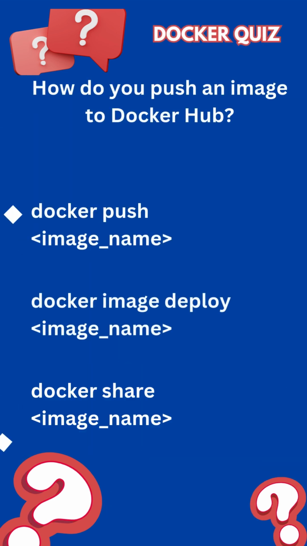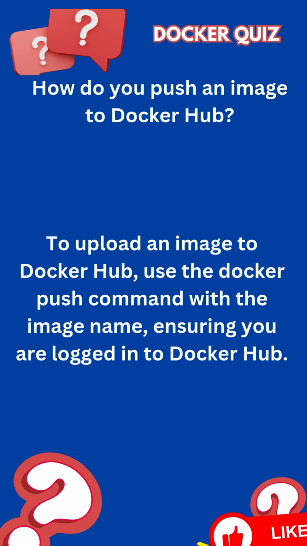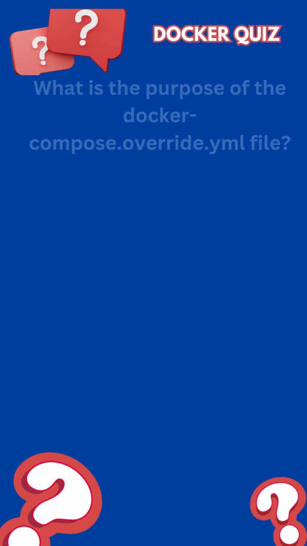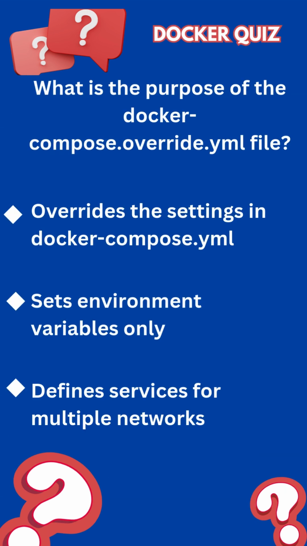How do you push an image to Docker Hub? What is the purpose of the docker-compose.override.yml file?